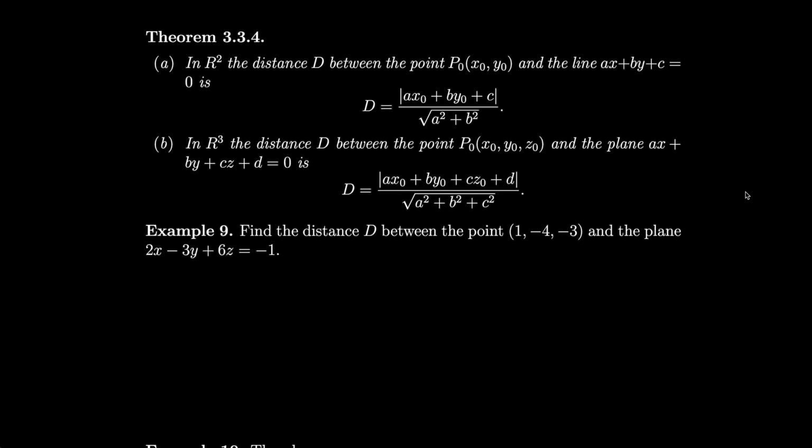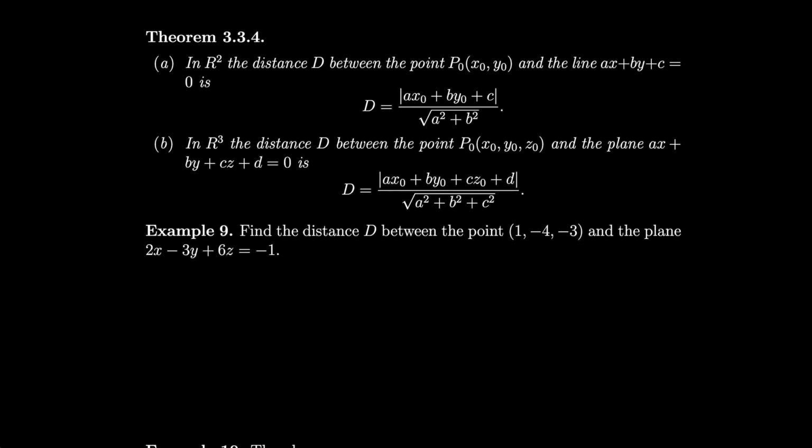The distance d between the point P0 and the line ax plus by plus c equals 0 is the absolute value of ax0 plus by0 plus c divided by the square root of a squared plus b squared. The distance in 3 dimensions between the plane and the point is this, again, the absolute value over the square root of a squared plus b squared plus c squared.